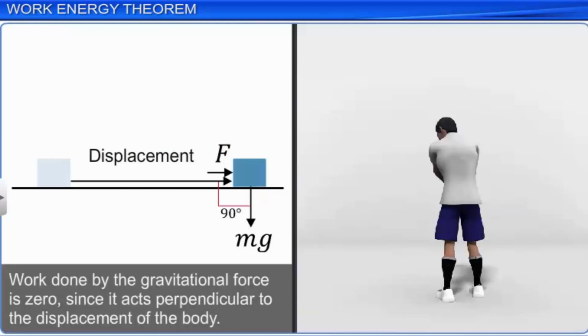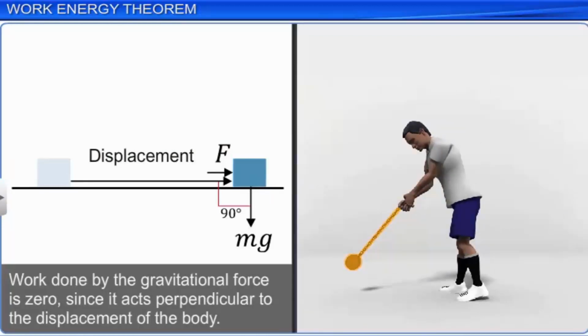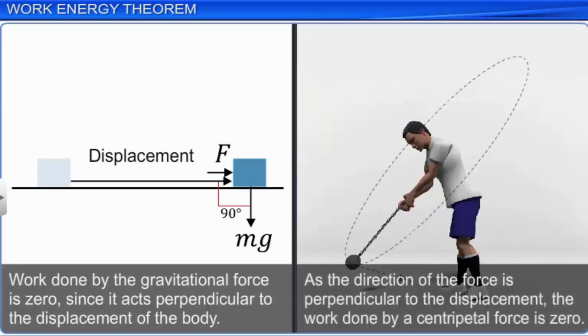As another example, consider a stone tied to a string, whirled in a circular path. Here, a centripetal force acts on the stone to maintain its circular path. Centripetal force is always directed towards the center of the circular path, whereas the displacement of the stone for an infinitesimal time interval is along the tangent to the circle at the point under consideration. As the direction of the force is perpendicular to the displacement, the work done by a centripetal force is 0.